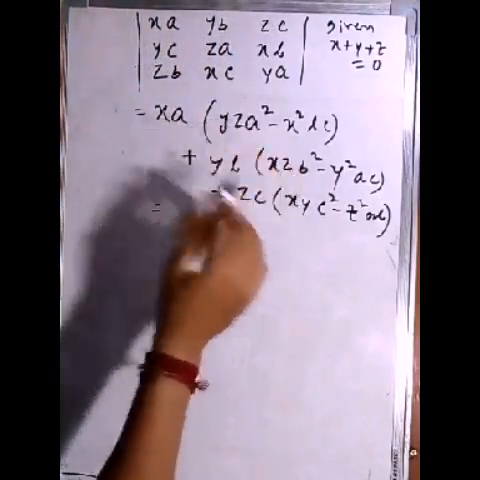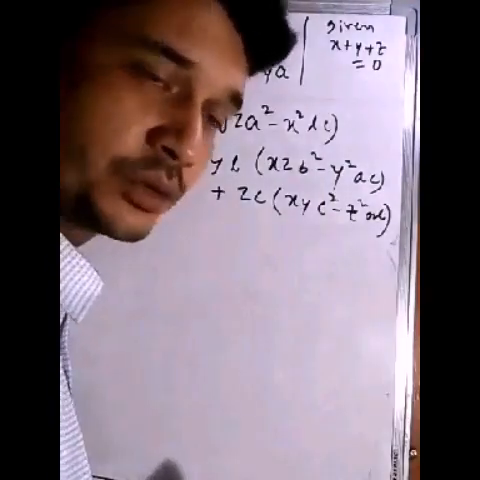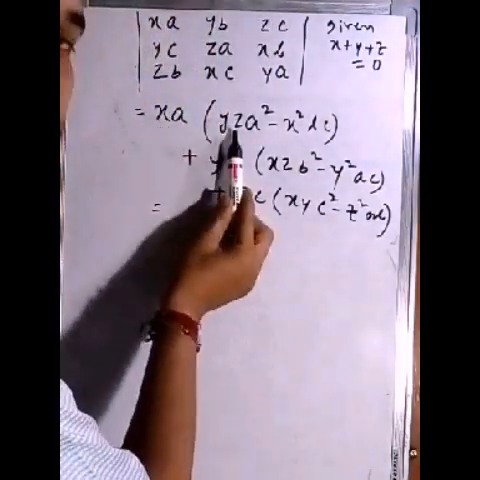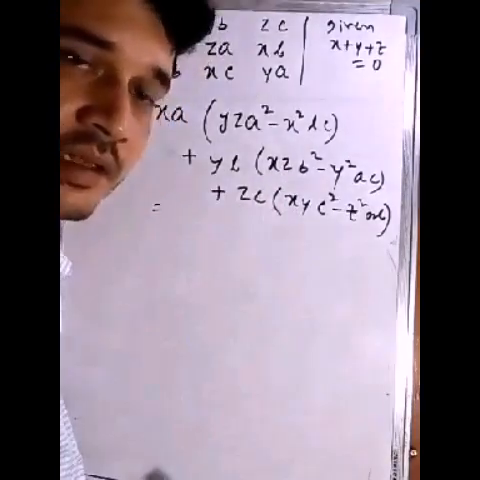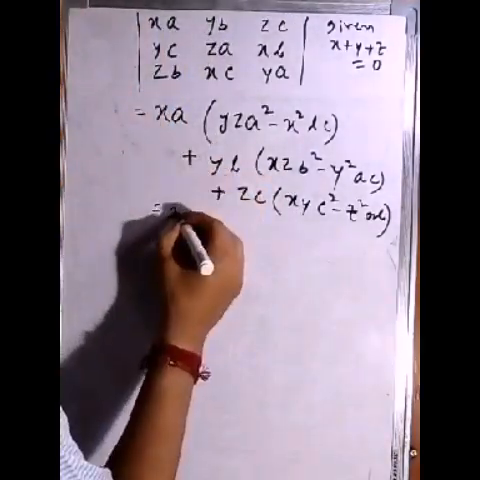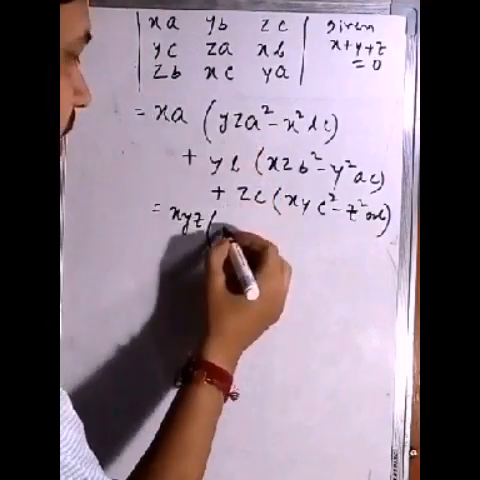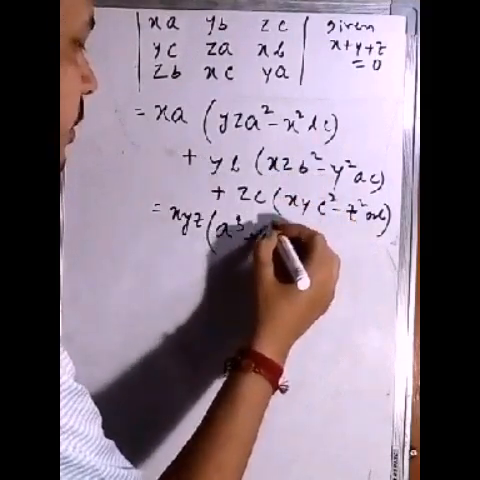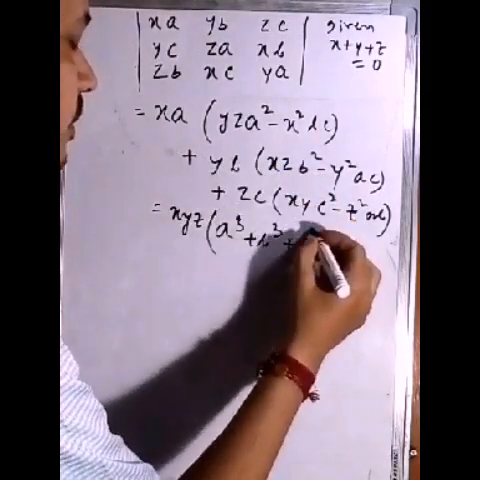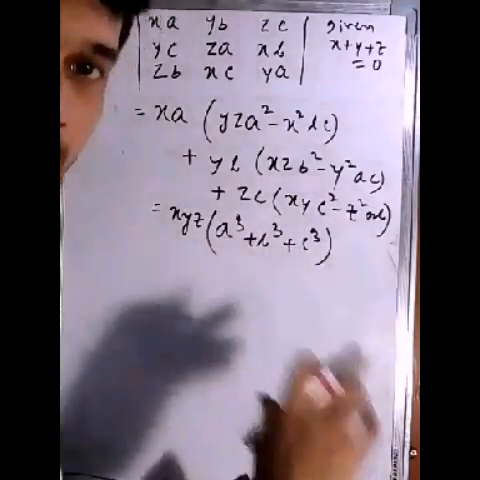Now we see the result. In this result there are two types of terms. One gives XYZ, here also XYZ, here also XYZ. So we separate these terms. So we write XYZ common. Then we have A into A square, this is A cube. Now B into B square, this is B cube. And C into C square, this is C cube. So this is one group of terms.